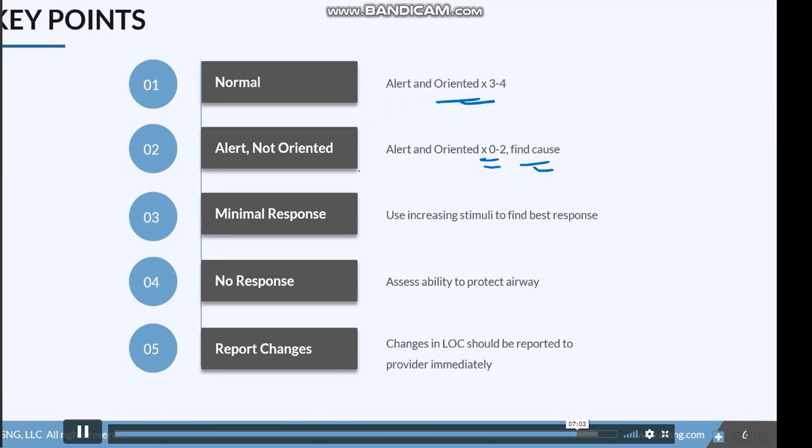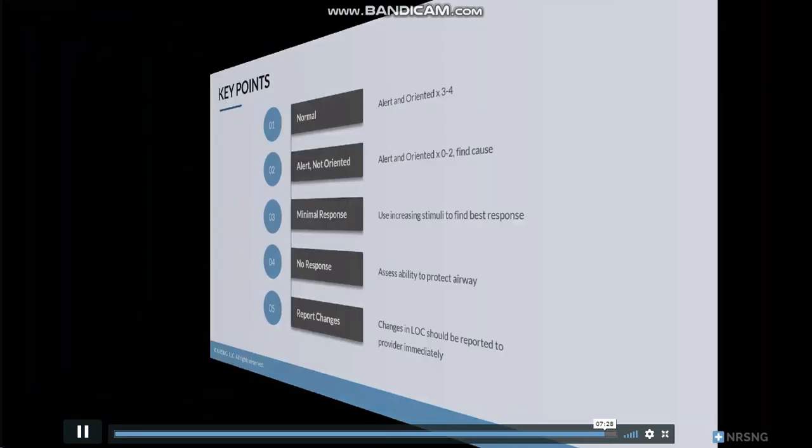Then if they're not alert and oriented, we want to use some painful stimuli in an increasing fashion to figure out what their best response is going to be to that pain. So your basic levels here are going to be normal, alert but not oriented, minimally responsive, or no response. That would be like a coma. So remember, if you notice any of these changes, you need to notify the provider right away so that we can deal with whatever the problem is.